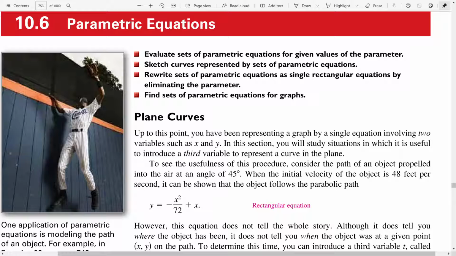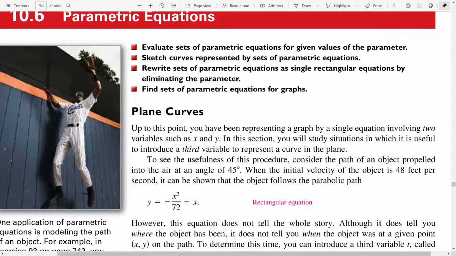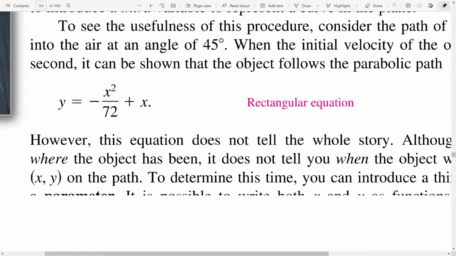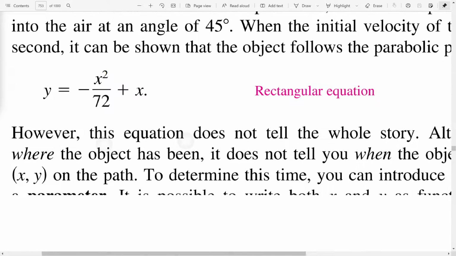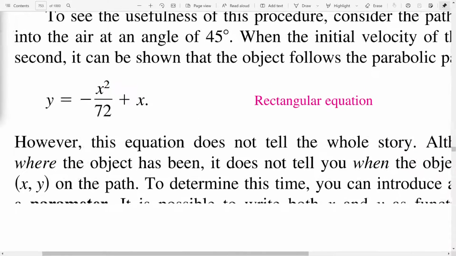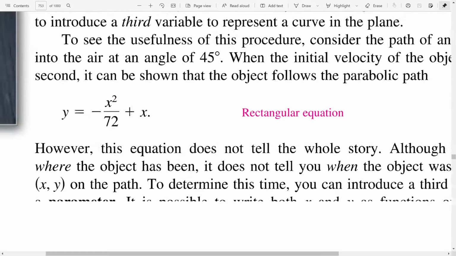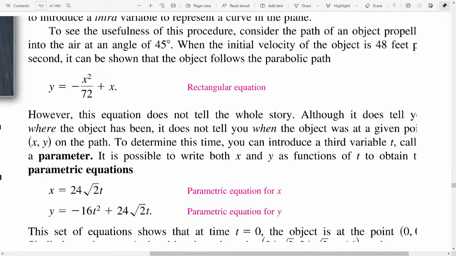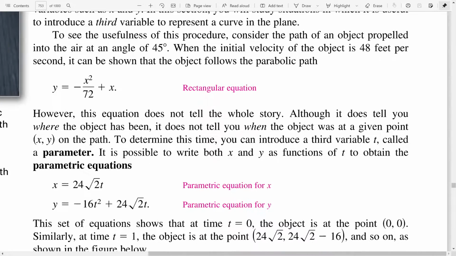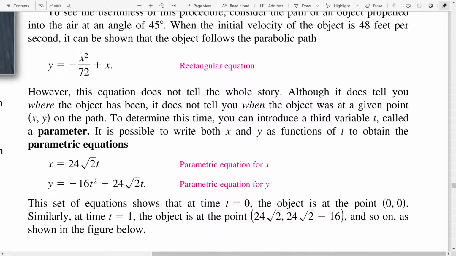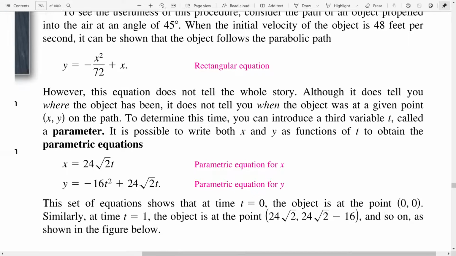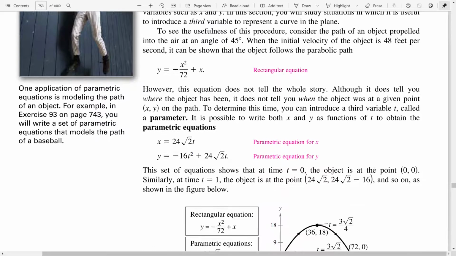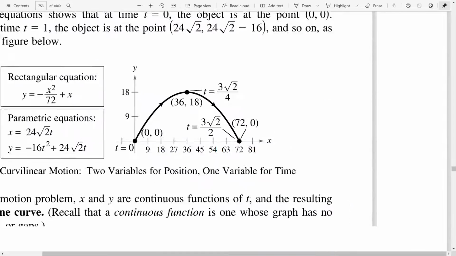So far we've looked at equations that are considered rectangular equations, such as this one, y equals negative x squared over 72 plus x. So it's a function of x. The difference between this type of normal equation that we're used to working with and a parametric equation is that this rectangular equation doesn't quite tell the whole story. It does tell us where an object has been. So we're saying that this is a trajectory of, let's say, a ball, so that kind of shape.